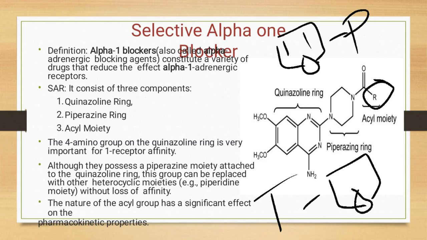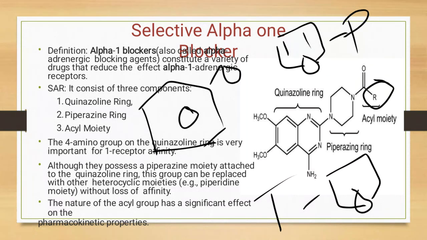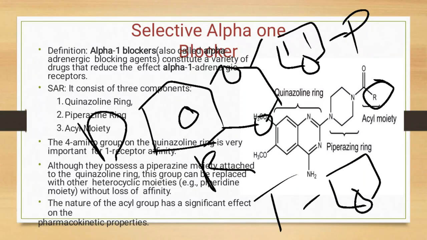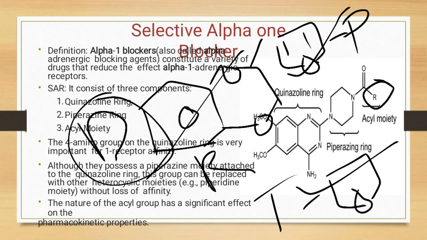And in case of doxazosin, there is the presence of a benzene ring along with this moiety, and this part is R, then the drug becomes doxazosin. So these are the three examples which come under the selective alpha 1 receptor antagonists. Prazosin if it consists of a furan ring, terazosin if it consists of a tetrahydrofuran ring, and if this ring is present, it is called doxazosin.